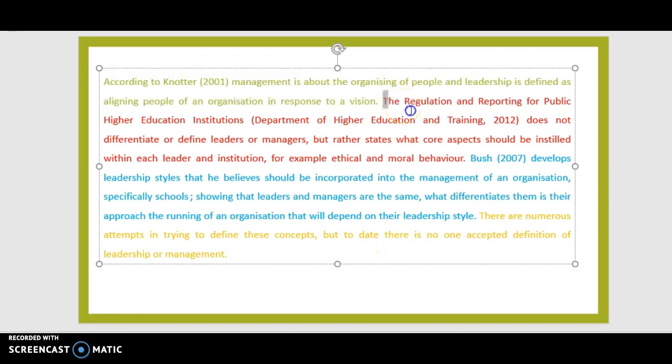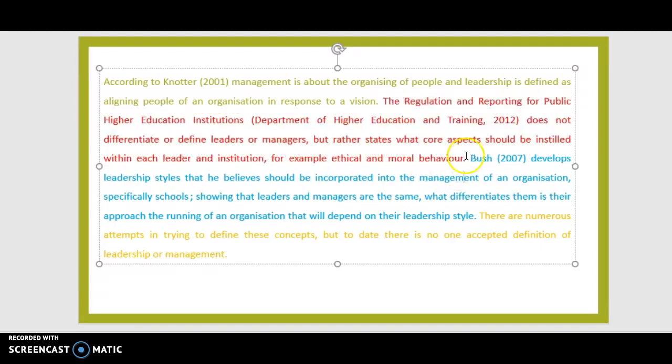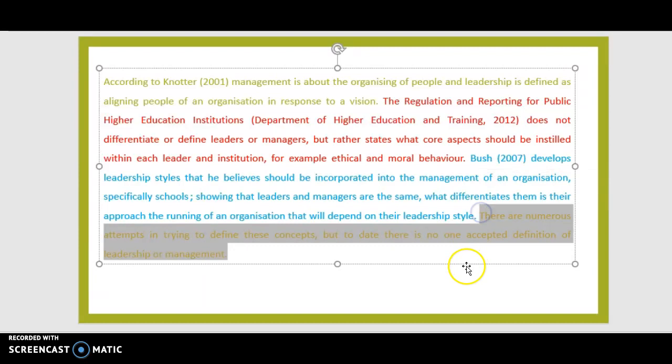If we look at the red, again, I have paraphrased, and so I've put it in my own words, but the information comes from the Department of Higher Education and Training. And because my reference is there, as the marker or the tutor, I know that that sentence comes from that source. Then again in the blue, Bush develops leadership styles. Again, everything in blue comes from the source that was written by Bush. Then everything in yellow, because there is no reference here, then I, as the marker, know that the yellow part is the student's point of view.